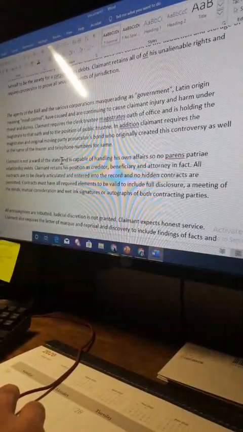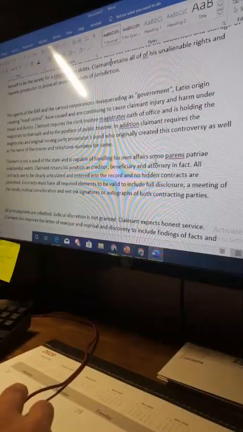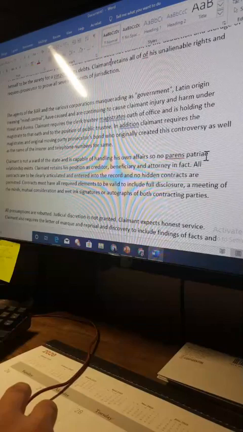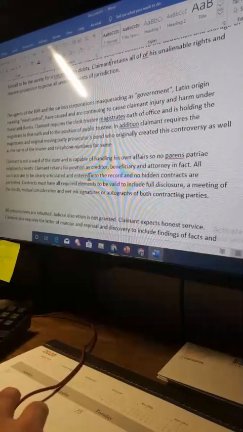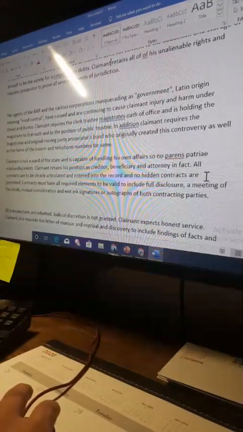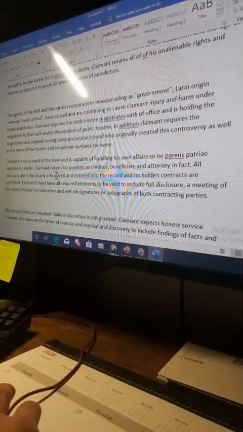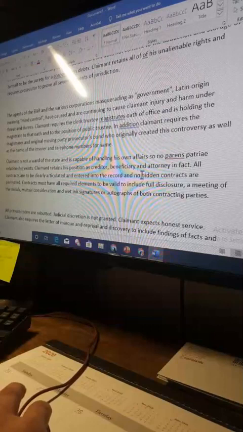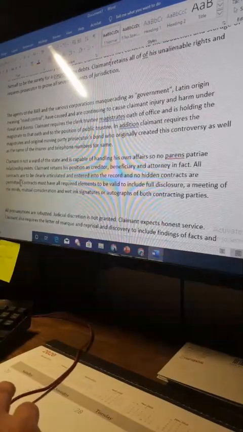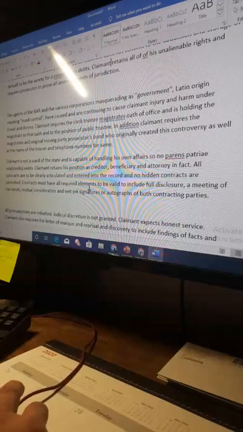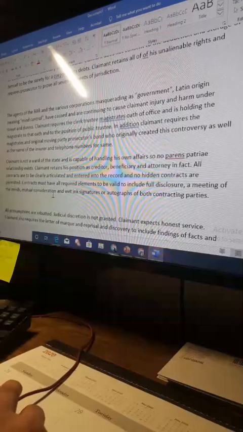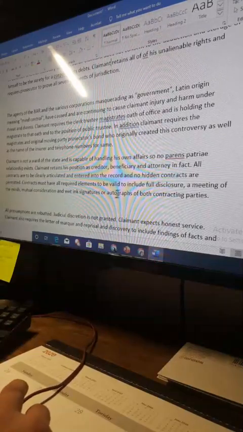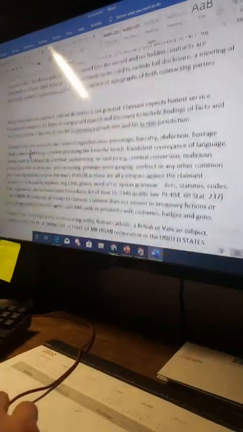Claimant is not a ward of the state and is capable of handling his own affairs, so no parens patriae relationship exists. Claimant retains his position as creditor, beneficiary, and attorney in fact. All contracts are to be clearly articulated and entered into the record, and no hidden contracts are permitted. Contracts must have all required elements to be valid, to include full disclosure, a meeting of the minds, mutual consideration, and wet signature or autograph of both contracting parties. He's expressing the trust. Pay attention.